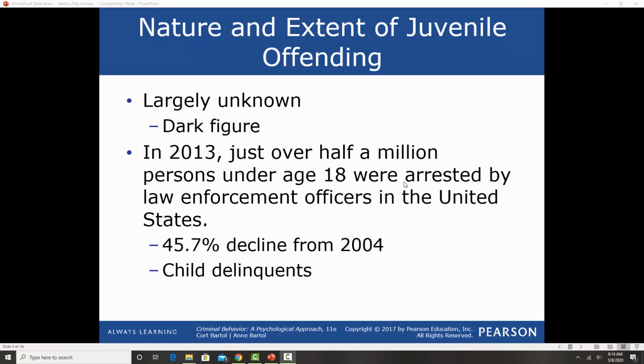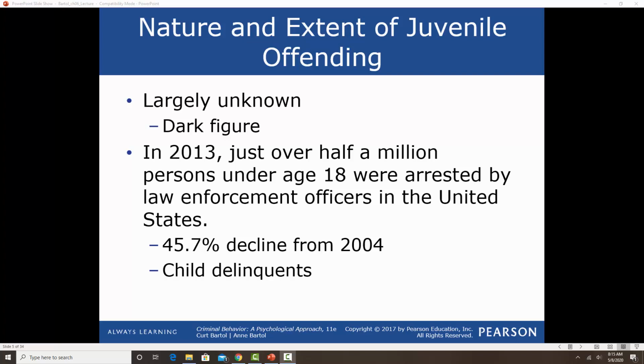Now, when it comes to the nature and extent of juvenile offending, it's largely unknown because we do have that dark figure of crime. In 2013, just over 500,000 people under the age of 18 were arrested by law enforcement officers in the United States. That is a little bit of a decline from 2004, but again, we don't know the true number because of that dark figure of crime.